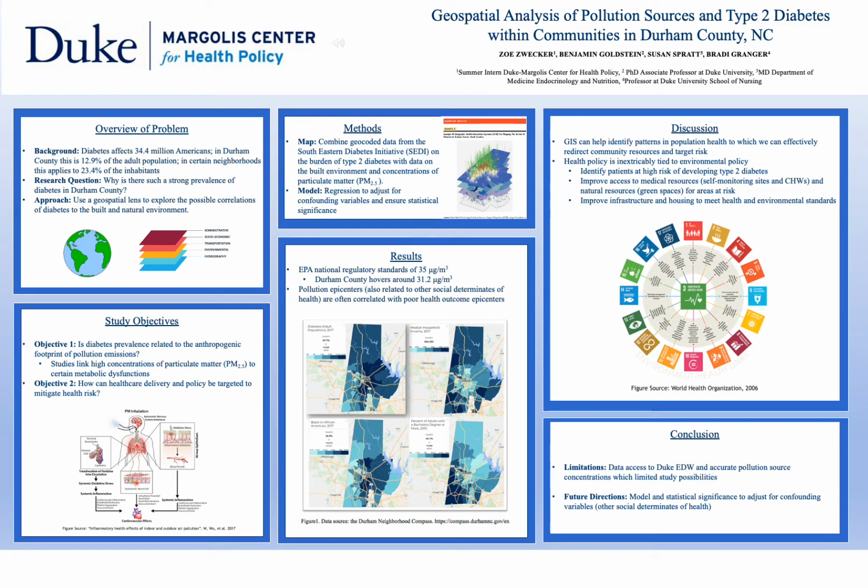So just to frame this problem a little bit, Durham County is a county that's really affected by high prevalence of diabetes, where almost 13% of the adult population has diabetes, and in certain neighborhoods, this high incidence rate applies to upwards of 23% of its inhabitants. So, we really wanted to understand why there's such a strong prevalence of diabetes in Durham County. What factors are causing this? What factors are correlated to this? And it requires looking at the problem from many different perspectives.